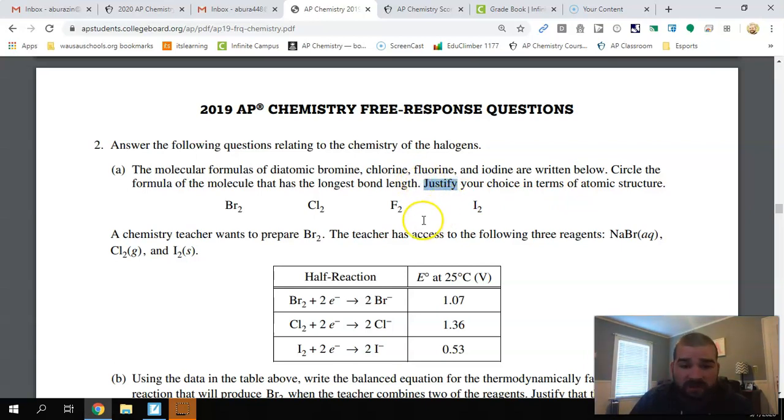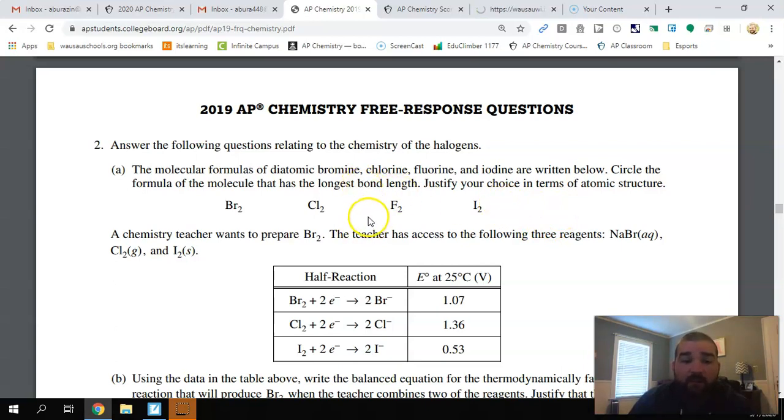Okay, so this is the other thing you want to be on the lookout for, right? This is a 2-point question. And the reason why it's a 2-point question is because they're not only asking you to identify which one is the correct answer, but they want you to justify why. All right? So you'd get a single point for identifying it correctly, and you'd get another single point for justifying it correctly.